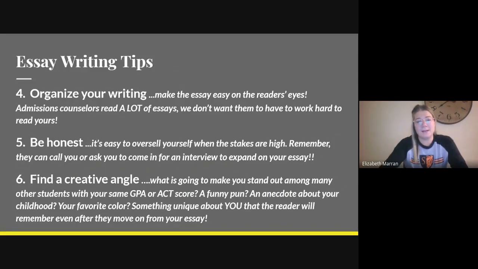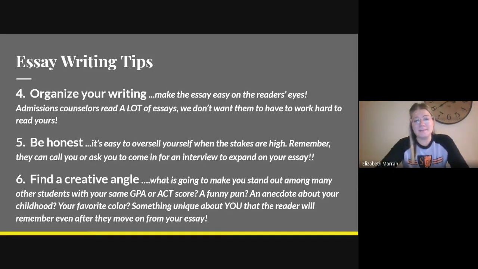The fourth tip from the essay readers was to organize your writing. Print your essay out and see what it looks like on a piece of paper. Is it nice to look at? Are the sections separated, or is it just all one big chunk of words? Think about when you pick up a magazine, it's much easier to read an article that's easy on the eyes rather than just one that takes up the whole paper, for me at least. These admissions counselors are reading a lot of essays, sometimes tens of thousands of essays, depending on the college you're applying to. And we don't want yours to be a challenge to read or a workout.